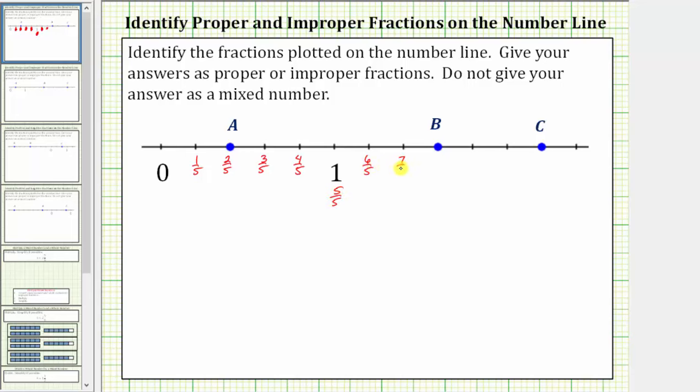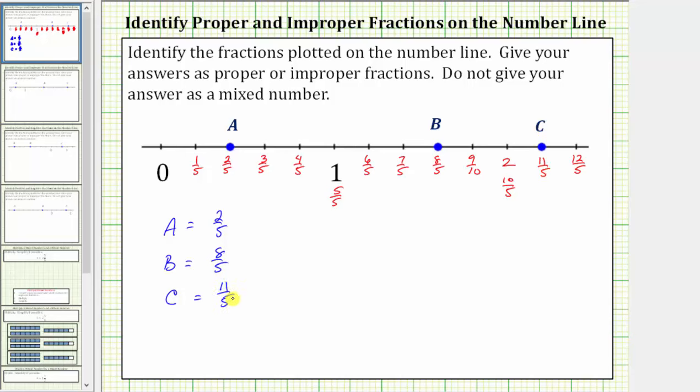6/5, 7/5, 8/5, 9/5, 10/5, which is equal to 2, 11/5, and 12/5. And now we can identify the fractions at point A, B, and C. A equals 2/5, B equals 8/5, and C equals 11/5.